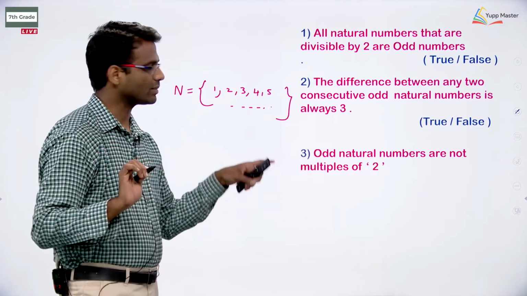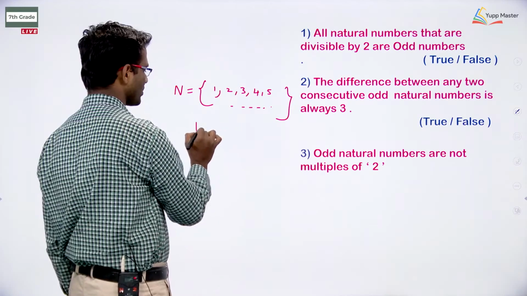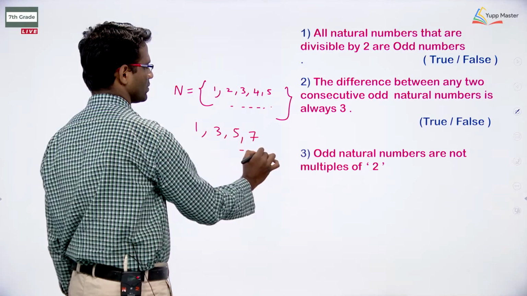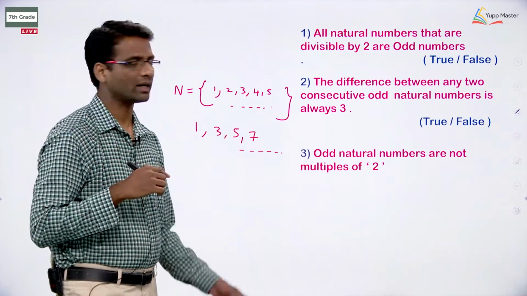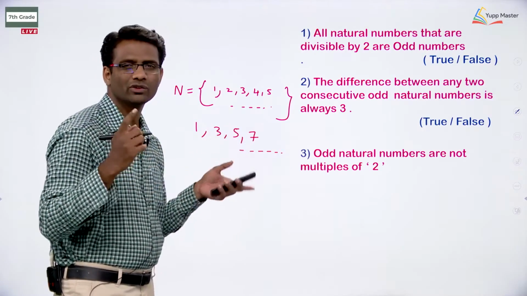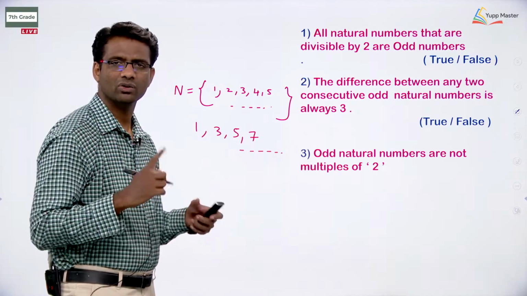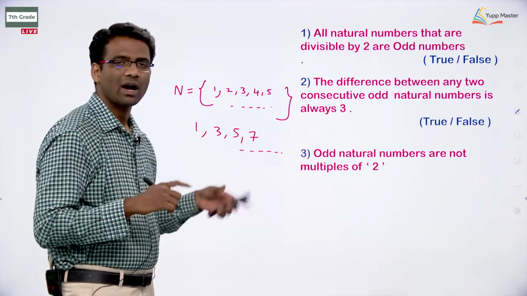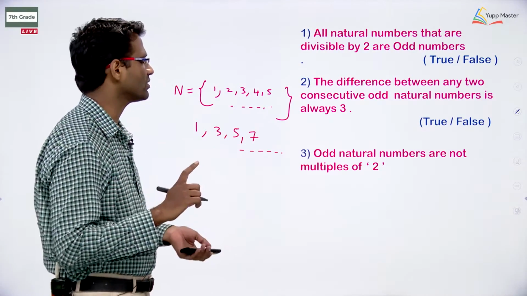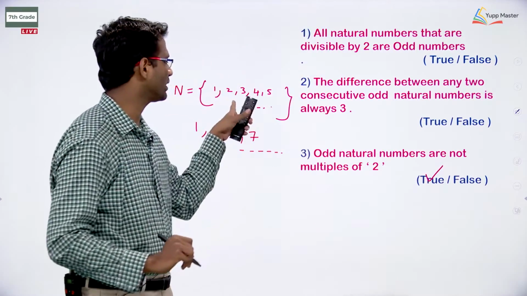Now coming back to this statement: odd natural numbers are not multiples of 2. So odd natural numbers are what here? 1, 3, 5, 7, goes on like this, right. In the 2 table, do I get 3? 2 ones are 3? No. 2 twos are 4, 2 threes are 6, right. Am I getting these numbers? No, this statement is correct. Odd natural numbers are not multiples of 2. So this is true.